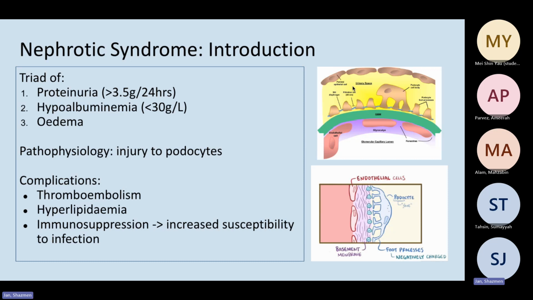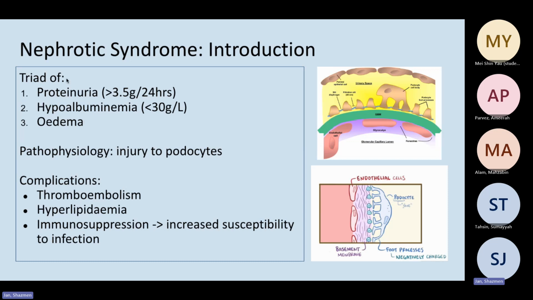And this is just another diagram which shows a similar thing. When there's injury to these podocytes, their capacity to act as a sieve is reduced, and so you see unwanted things in your urine, such as proteins and red blood cells. Well, in the case of nephrotic syndrome, you wouldn't typically see red blood cells, but you would see proteins.